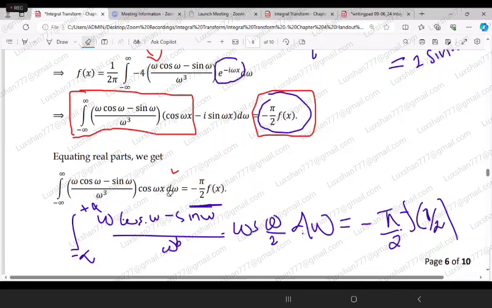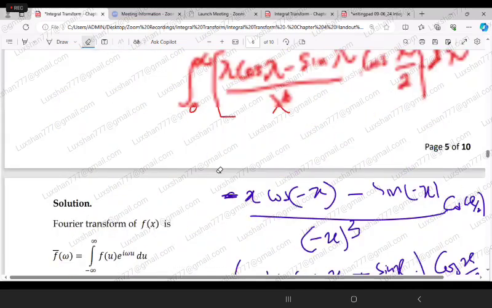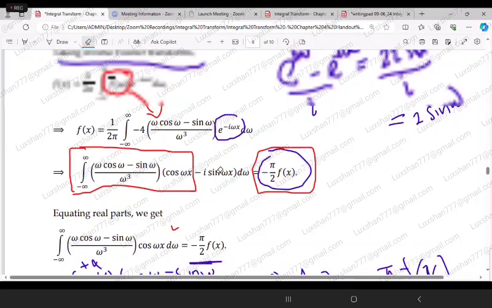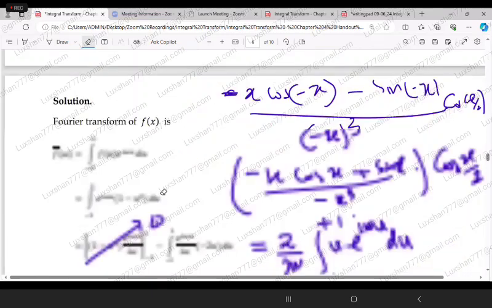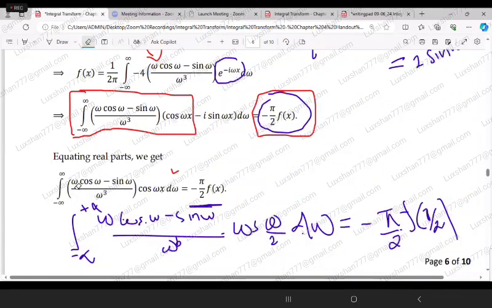If you compare with this one, what is the suitable value I want to put? Lambda cos lambda minus sin lambda divided by lambda cube, cos lambda by 2. So what is the suitable value? x equal half. Then I will get omega cos omega, that means lambda cos lambda minus sin lambda divided by lambda cube. If I put x equal half, I will get cos lambda by 2. Therefore, I am choosing x equal half, and on the right hand side also I put x equal half.